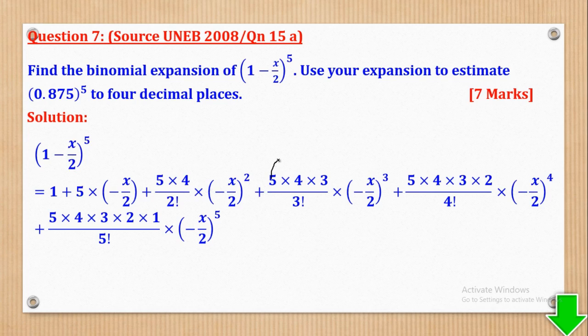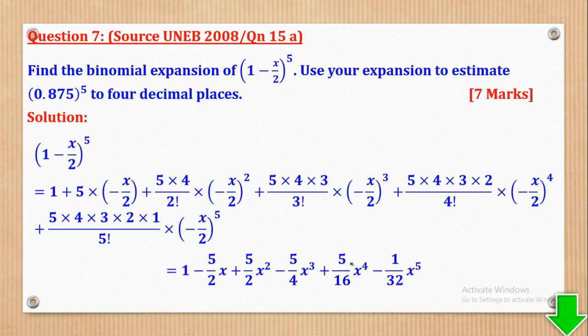Fourth term will be 5 times 4 times 3 over 3 factorial, then the other term raised to the power 3. The next term will be 5 times 4 times 3 times 2 over 4 factorial, the other term raised to the power 4. Lastly, it will be 5 times 4 times 3 times 2 times 1 over 5 factorial, then the other term raised to the power 5. Next is to use the calculator to simplify, and that will be the answer. I think we realize that here we are not putting the plus dots because the expansion is entirely complete.